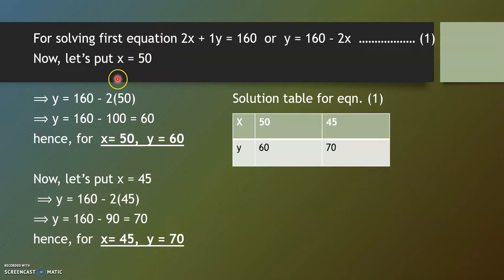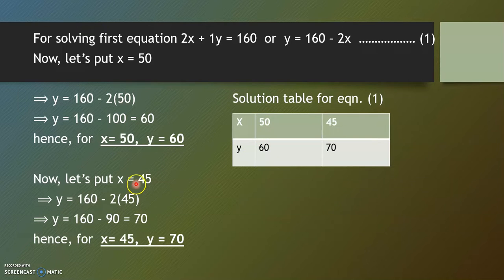ठीक है, तो आपने यदि x की वैल्यू 50 रखी है तो y की वैल्यू क्या होगी ये देखिए: 160 में से 2 into 50, that is 100. 160 में से 100 को घटा दीजिए, that will be 60 rupees. So if the cost of x is 50 then y will become 60.